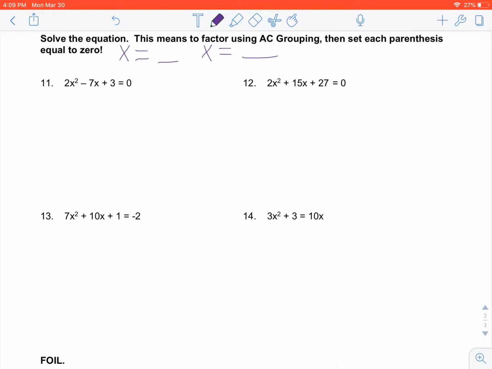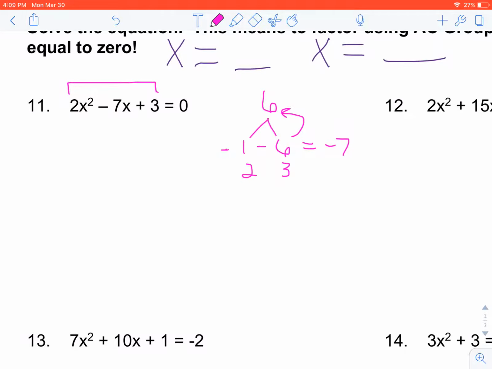Now the key is this has to be equal to 0. So if the problem isn't equal to 0, we need to make it equal to 0. In number 11, this one is equal to 0, so we don't have to worry about that part. So we can start multiplying a times c. That gives us a 6. Our two numbers, factors 1 and 6, 2 and 3. We are trying to make a negative 7, so if we use a negative 1 and a negative 6, that makes negative 7, but still multiplies to be a 6. So taking those two factors and writing them, 2x squared minus 1x, minus 6x, and plus 3.